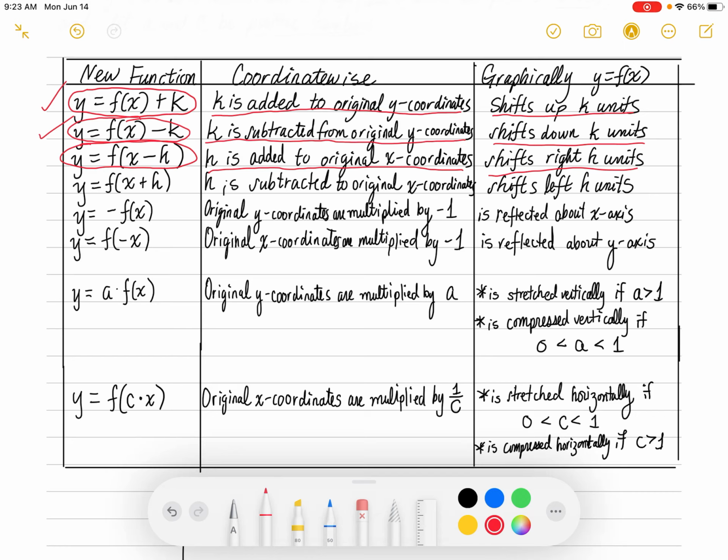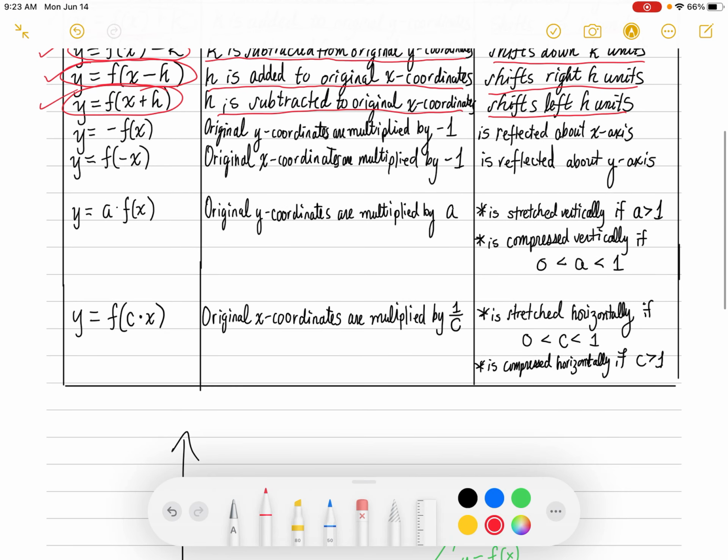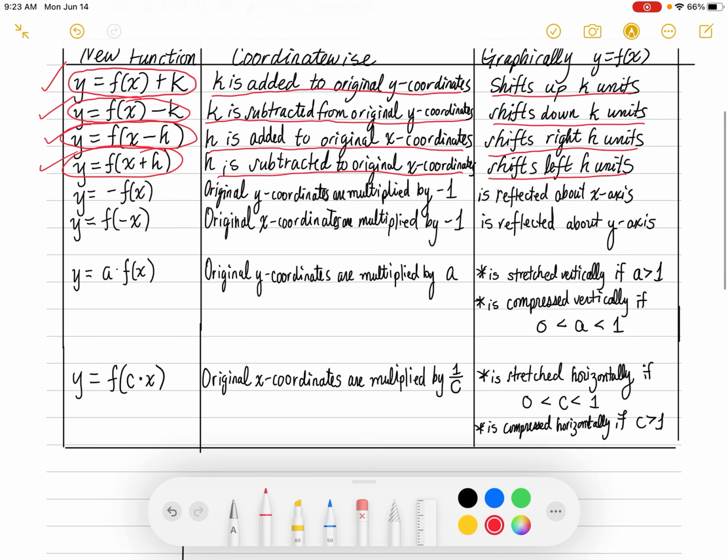So when you have a plus k or a minus k outside of the house, you're going to go up and down in the direction of the sign. But if you're inside of the house, if you have a minus h, you're going to go right. If it's a plus, you're going to go left. So it behaves in the opposite direction of the sign horizontally. Yeah, so I'm not going to do the plus h. It's just like the minus h.